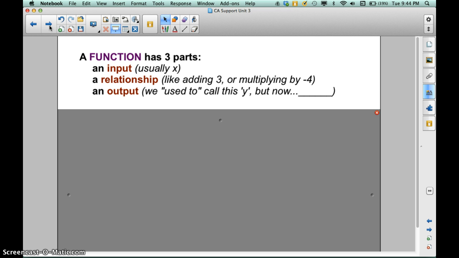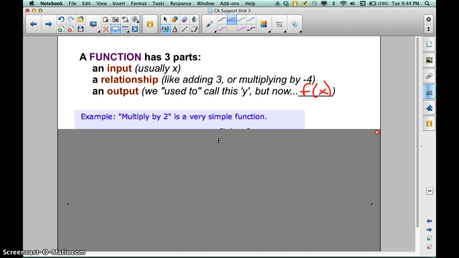We used to call this y, and based on our conversation the last couple of days, what do we call this now? I hope you remember. Most of the time, we use the letter f to name the function, and so instead of y, our output is called f of x.